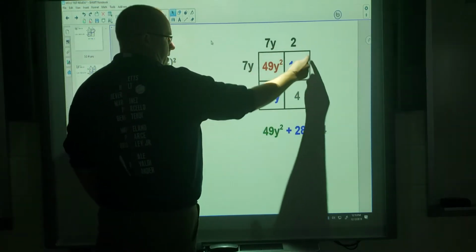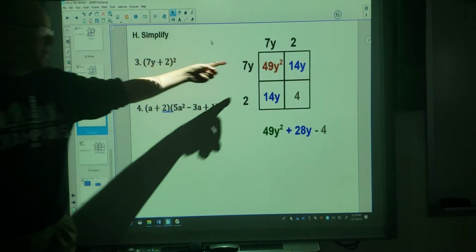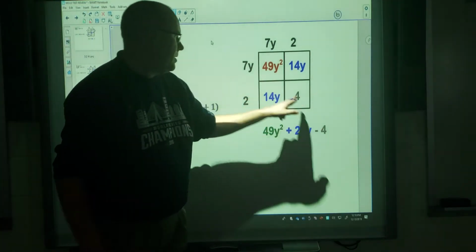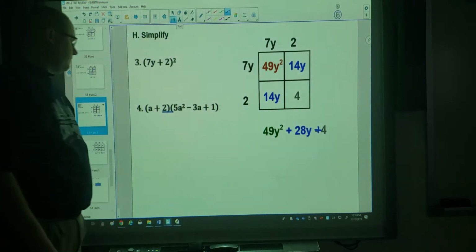As you put the loop here, 14 add 14 gives you 28. And then the other two terms just came from here. 49y squared. And I put negative 4 here, but this clearly says positive 4. So let's go ahead and change that there.